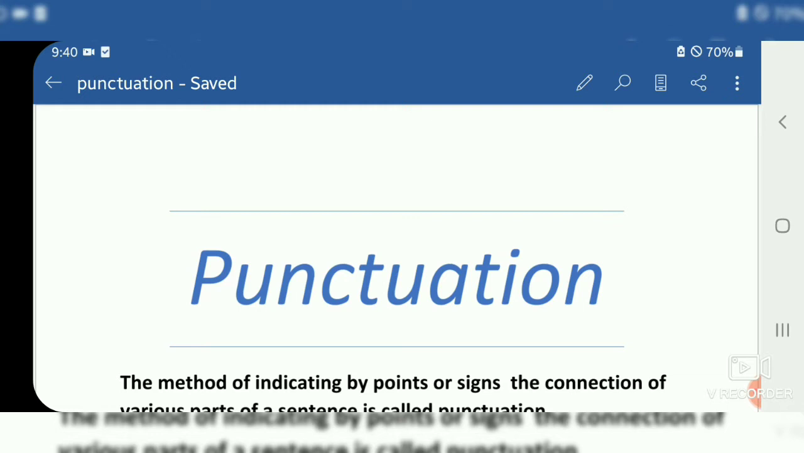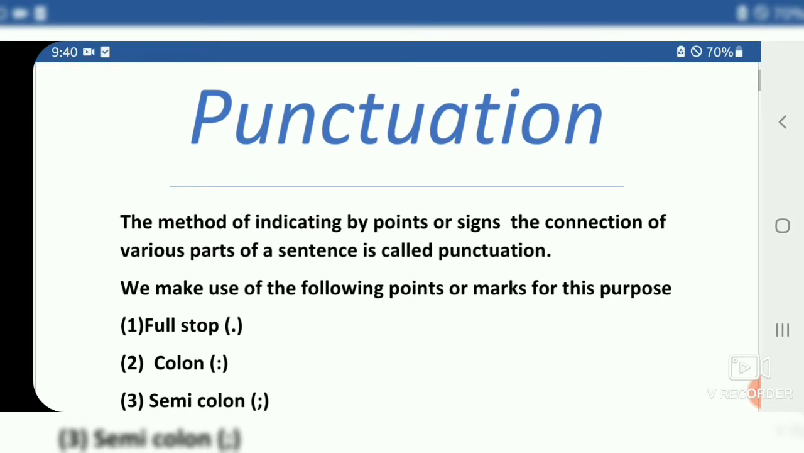We study the definition of punctuation and all parts of punctuation one by one in detail. Let's start. The method of indicating by points or signs the connection of various parts of a sentence is called punctuation. This is the definition of punctuation. You must learn this.